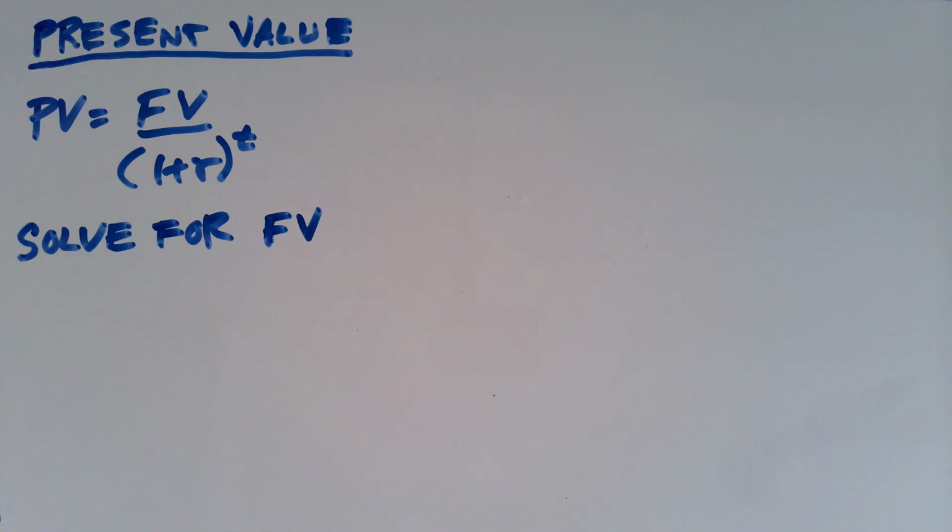So here we have the most important equation in all of finance. Present value equals future value divided by 1 plus r to the t power. Let's talk about what these different variables mean.